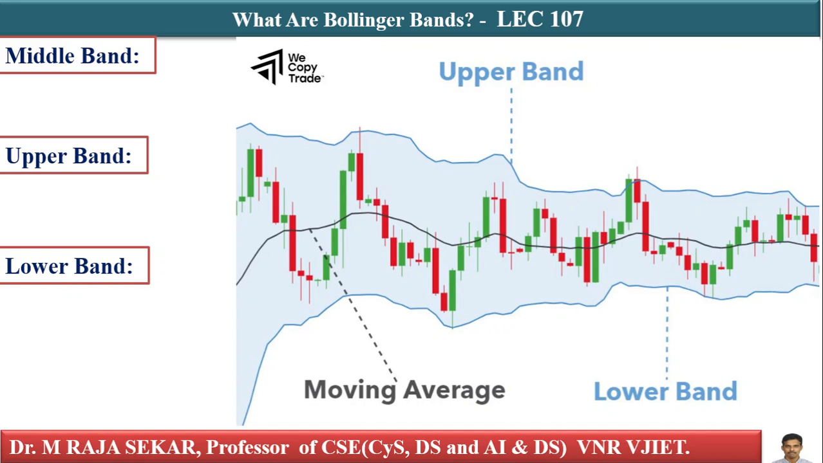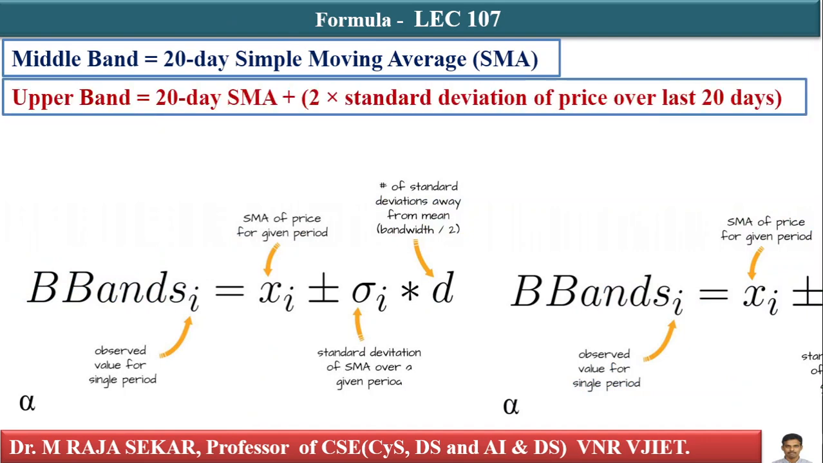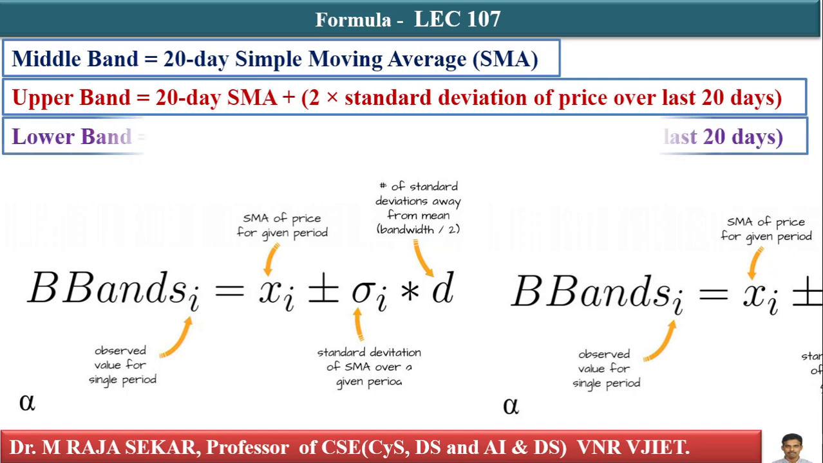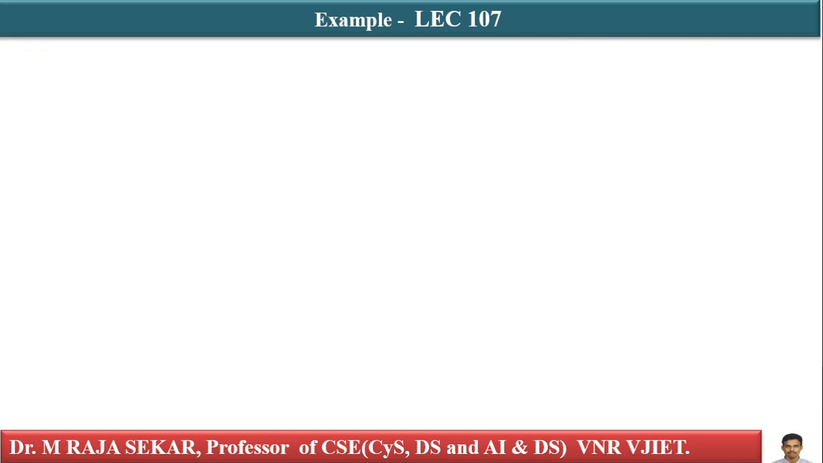That's what we discussed. What is the formula? The middle band is the 20 days simple moving average, and the upper band is the 20 days simple moving average plus 2 standard deviations of the price over the last 20 days. What is the lower band? The 20 days simple moving average minus 2 standard deviations of the price over the last 20 days.